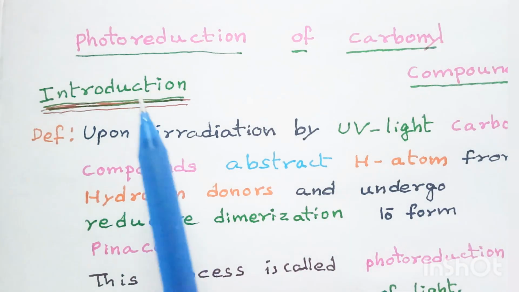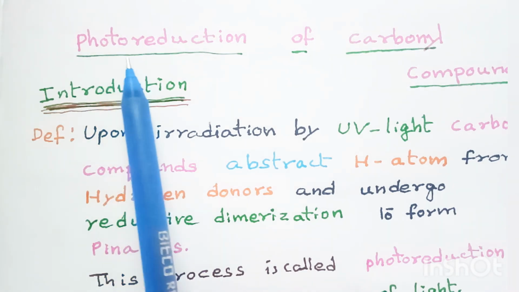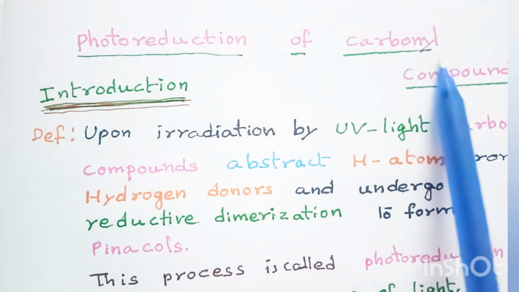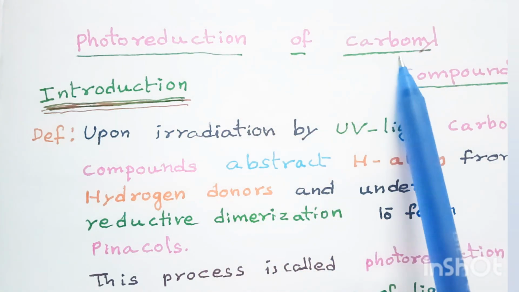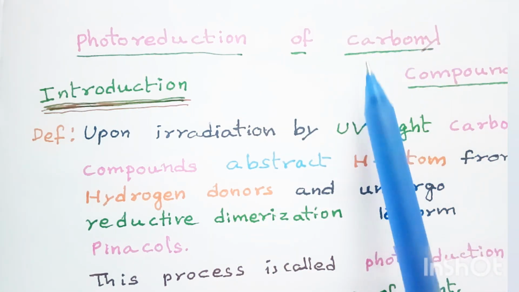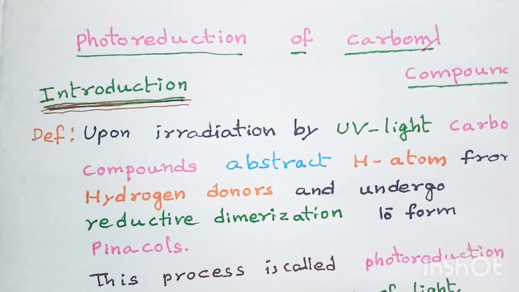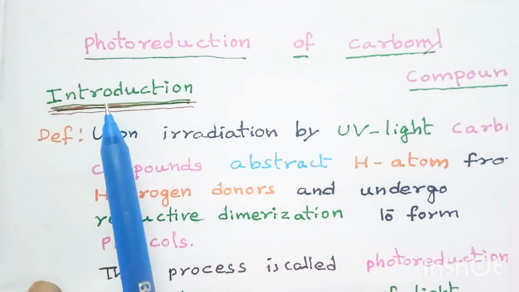In this lecture, let us learn about photoreduction of carbonyl compounds. What is photoreduction of carbonyl compounds? It is the reduction of carbonyl compounds in presence of UV light. Let's see the introduction.